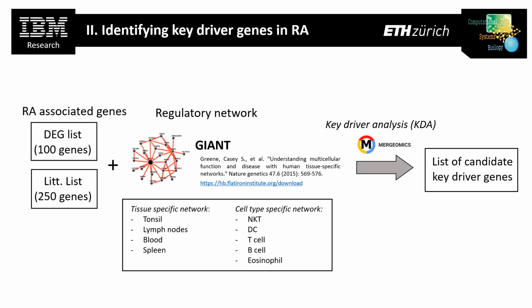And then we have to use a network. So for the network, we use the giant network because giant network has a specificity of building a cell type specific network. So they build a cell type network for dendritic cell, T cell, B cells, and they also have a tissue specific network. So we took all of these and we run the key driver analysis for all of that, for which we use the merge-omic library.